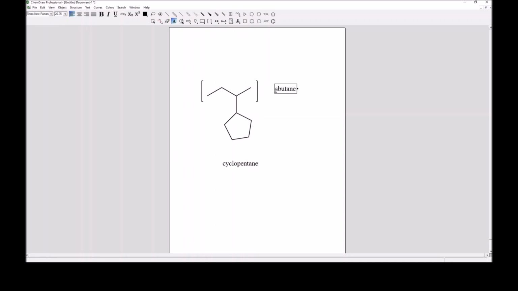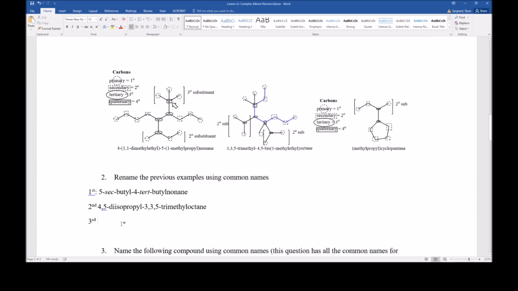So this is S-butyl. Sorry, when it's a substituent, it's a YL ending. So this compound would be called S-butyl cyclopentane, or also correctly called sec-butyl cyclopentane. So either one of those names is correct. Okay, so our third compound is done, sec-butyl cyclopentane.